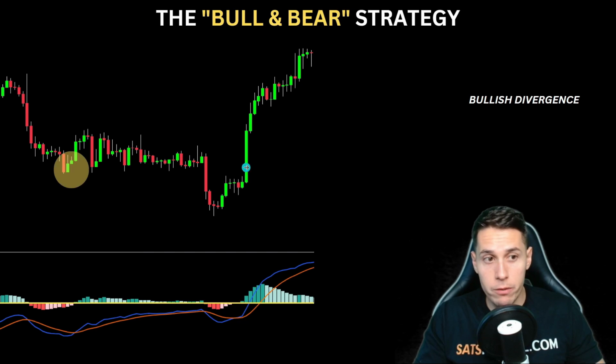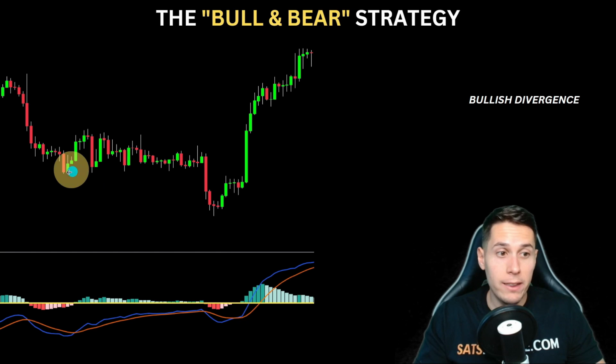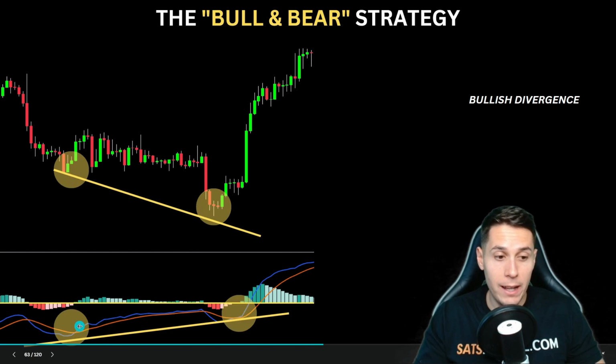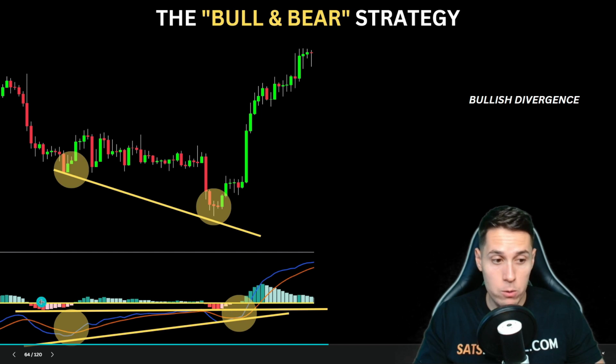Now, what is a bullish divergence? Well, bullish divergence is the opposite. When you get a low on price and then you get a lower low, while on the MACD you get a low and then you get a higher low. And you will often see this on the histogram as well. You see we have here a low, and then we have a slightly higher low.